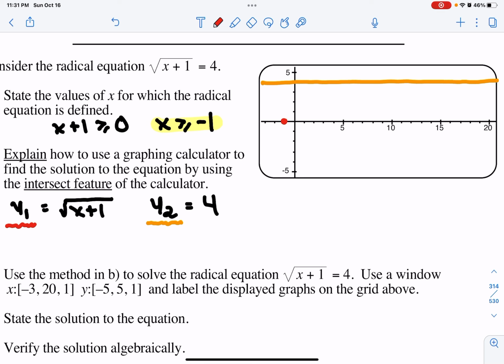If I put in x equals 0, that's the square root of 1, which is just 1. If I put in x equals 3, 3 plus 1 is 4, and the square root of 4 is 2. So we can put a point here. Now let me put in some higher number. What if I say x is equal to 8? That means I have 8 plus 1, which is 9. The square root of 9 is equal to 3.